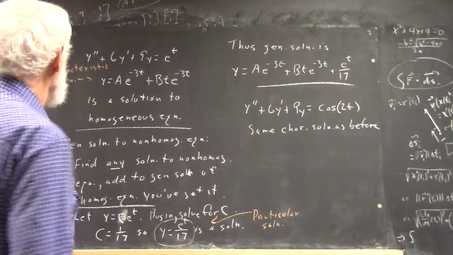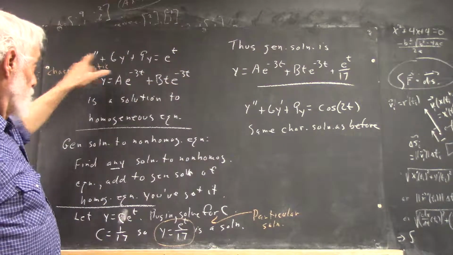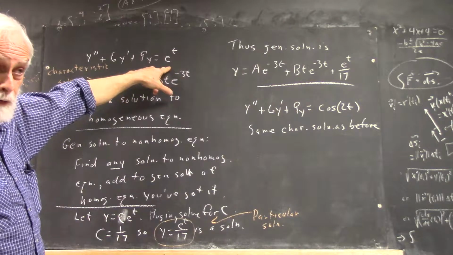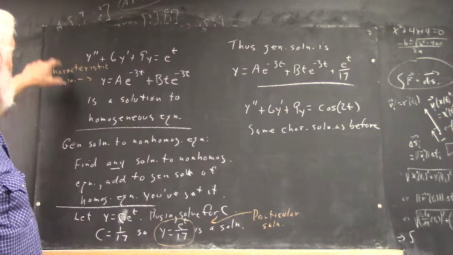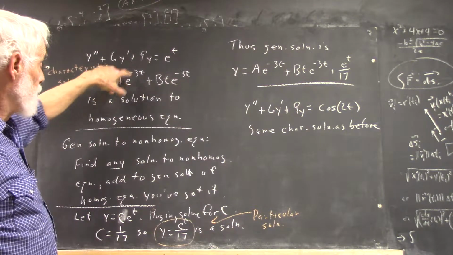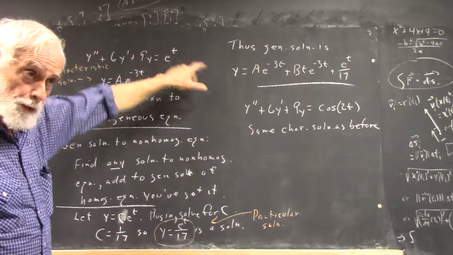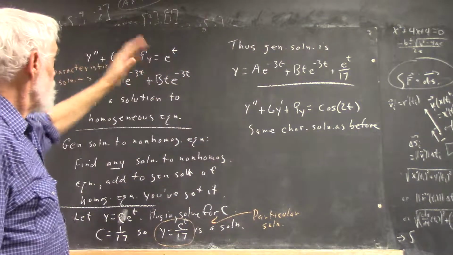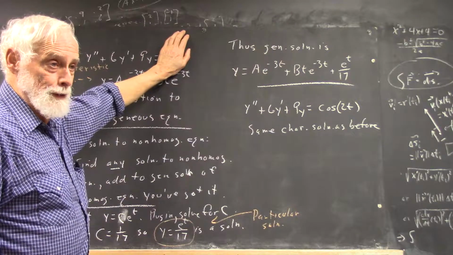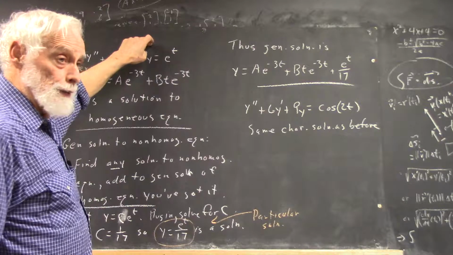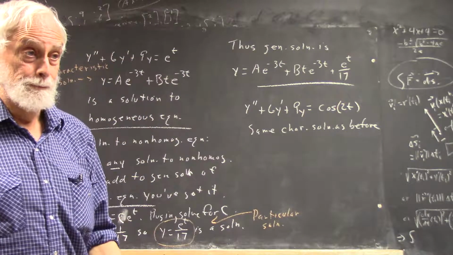Okay, so if we take this equation, which is just like the one we did before, except it's not homogeneous anymore, we get what we call a characteristic solution. Y equals a e to the negative 3t plus bt e to the negative 3t, which is the solution we got before. We know that solves the equation if this is 0. In other words, that this solution plugged into the left-hand side is going to give us 0.